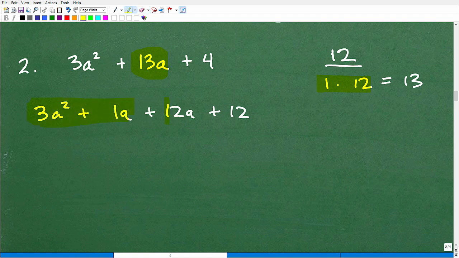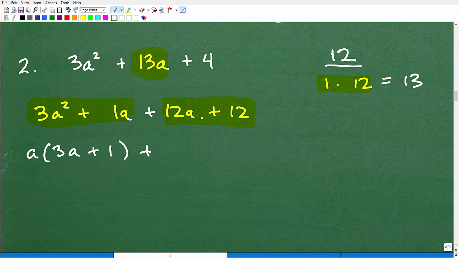Now I'm going to group factor. And when I factor out the GCF out of each one of these groups, I should get the same factor if I'm doing this correctly. So let's do this first one. Here I can factor out an a. That leaves me with 3a plus 1.